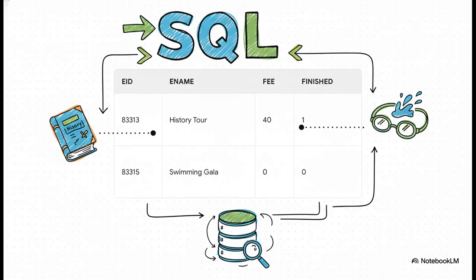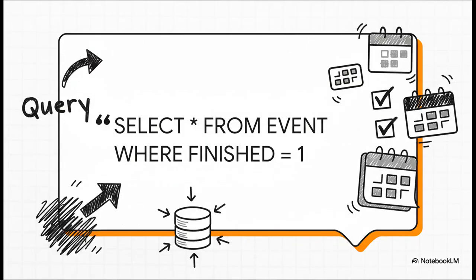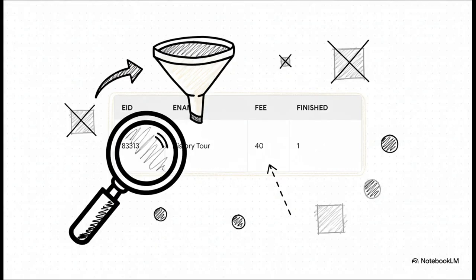So let's imagine this is our event table with 2 records already in there. What if we want to find all the events that are finished? Well, we'd run this exact query. And boom, the where clause filters everything, showing us only the record that matches.